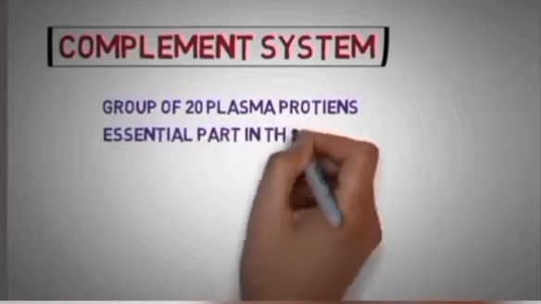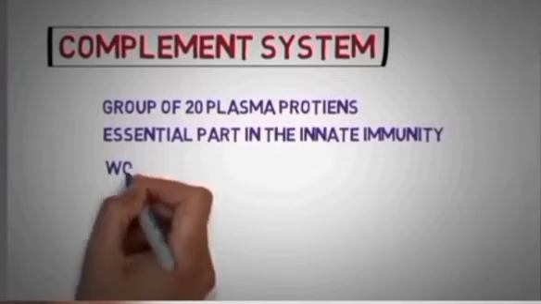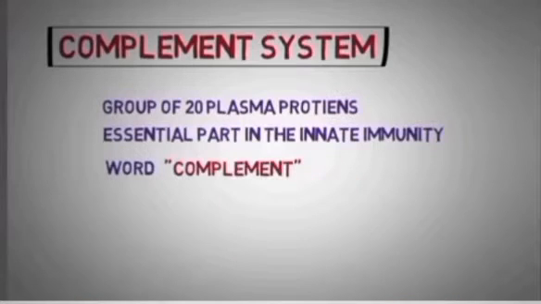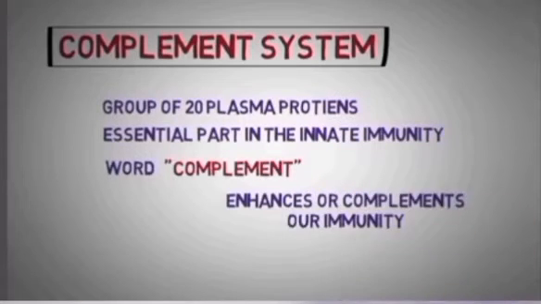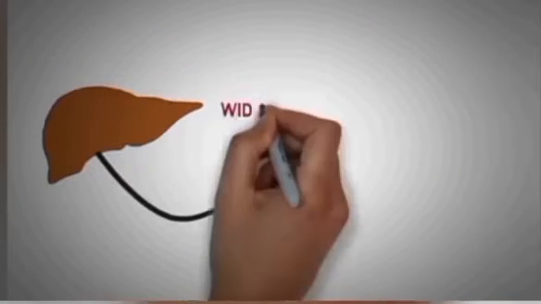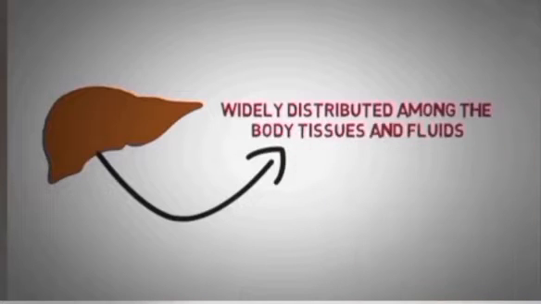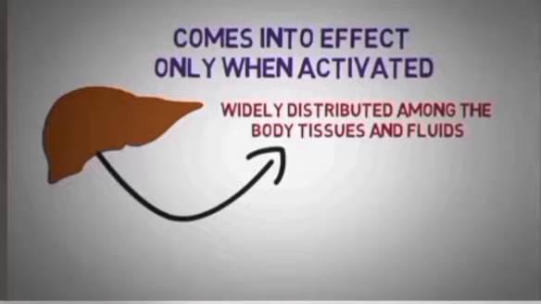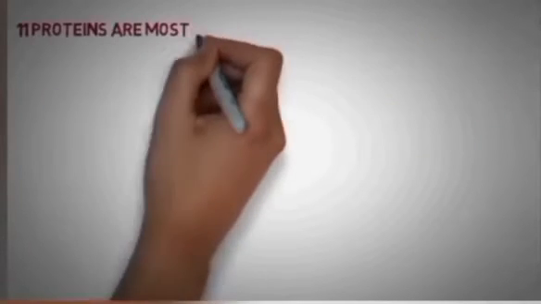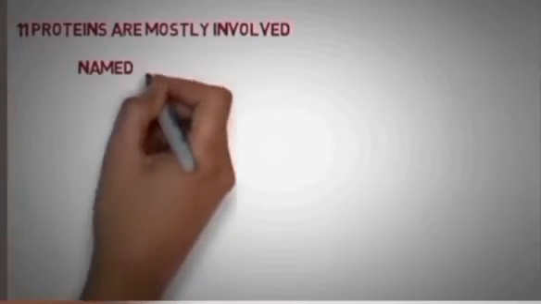Today I will discuss the complement system. The complement system is a part of the innate immunity. It is mainly synthesized by the liver and widely distributed in body tissues and body fluids. It comes into effect only when it is activated.